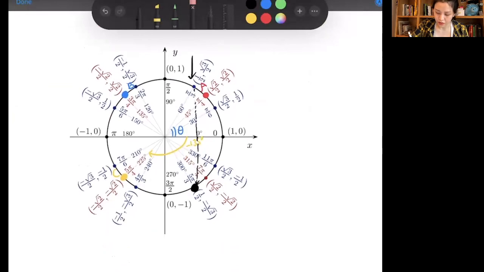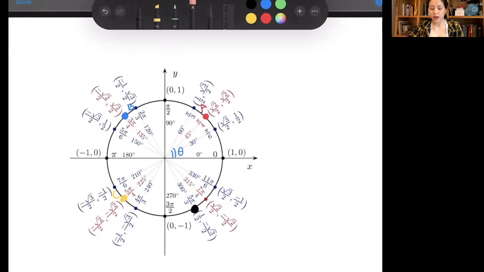Okay, let me erase these, make it a little neater. And that's how we find terminal points for the given angles on the unit circle.